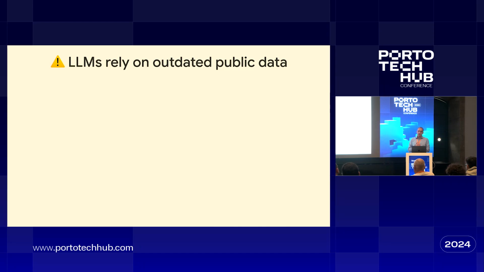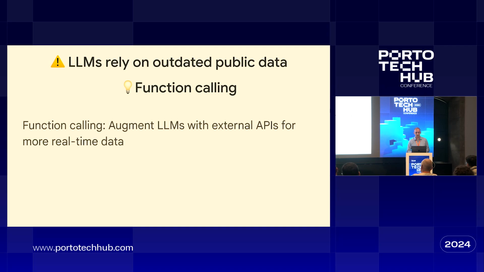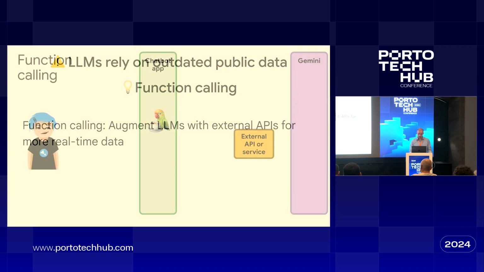Next one. LLMs rely on outdated public data, right? What can we do about this? There's something called function calling. And the idea of function calling is that you augment LLMs with external APIs so that it has access to real-time data. So we are basically feeding the LLM more data, more real-time data using external APIs. And that's what function calling is about.